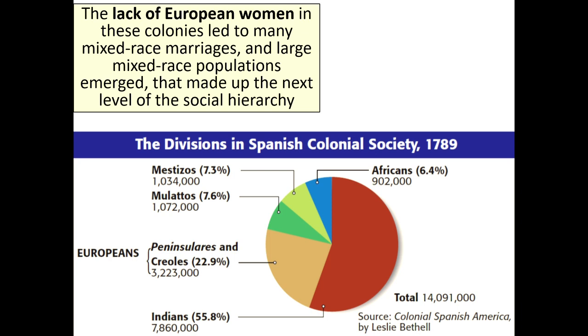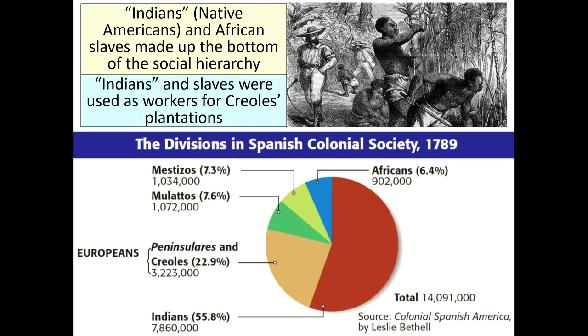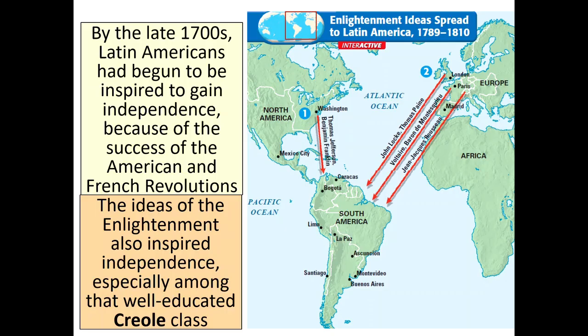The lack of European women in these colonies led to many mixed-race marriages, and large mixed-race populations emerged that made up the next level of the social hierarchy. For example, the mestizos were the offspring of Europeans and Native Americans. The mulattoes were the offspring of Europeans and Africans. Indians, which was the term that they used for Native Americans at the time, and African slaves made up the bottom of the social hierarchy. Indians and slaves were used as workers for Creoles' plantations.